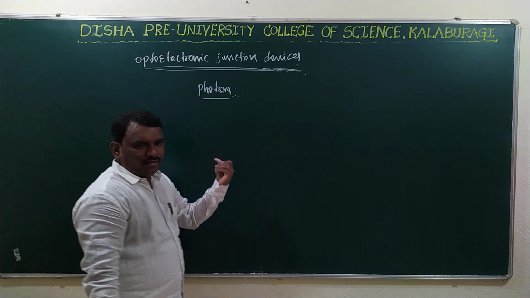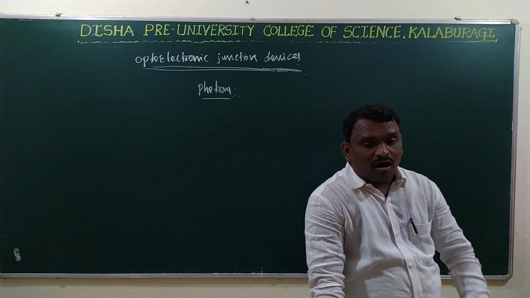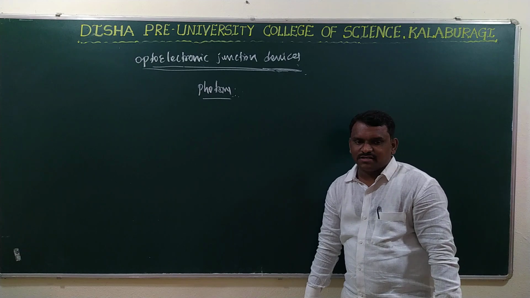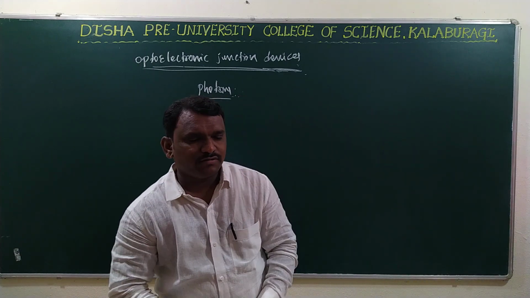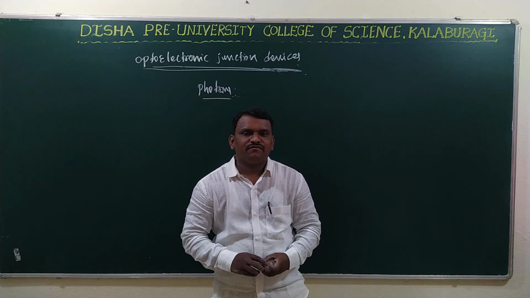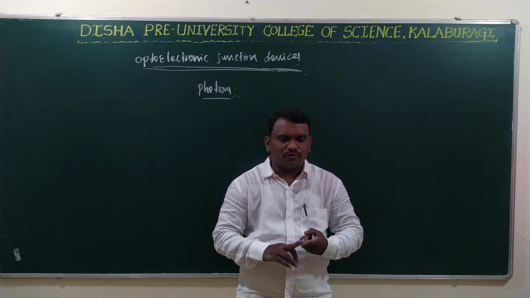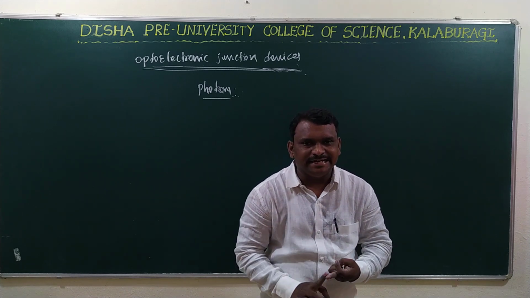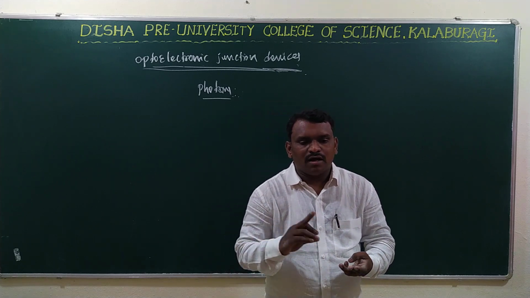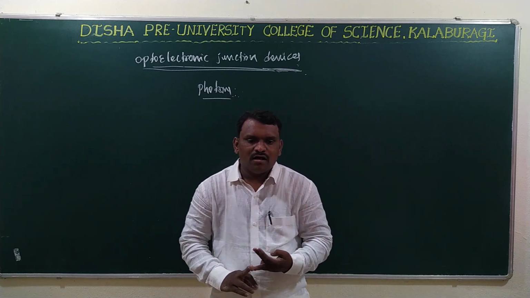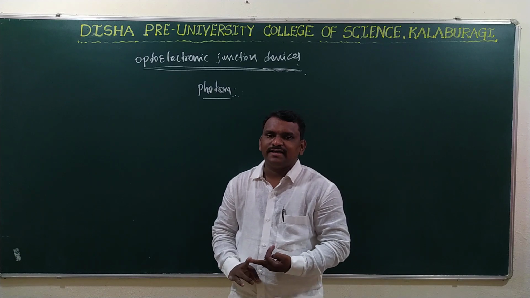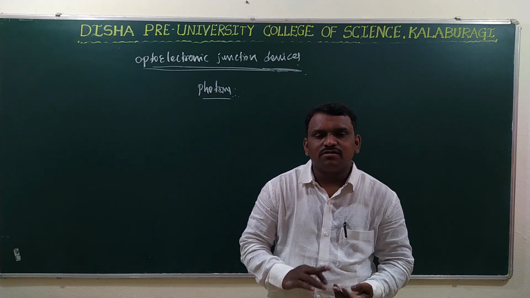Okay, next. In optoelectronic junction devices, there are three important types of junction diodes. What are those? The first one is the photodiode, the second one is the LED, meaning light emitting diode, and the third one is the solar cell, which is also known as a photovoltaic cell. Right? The first one is the photodiode.